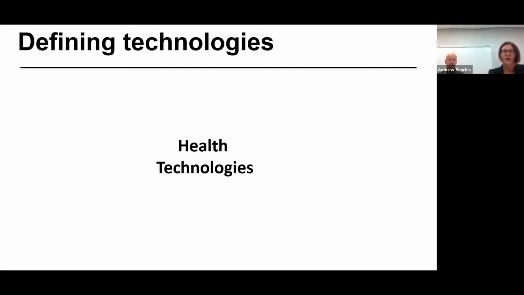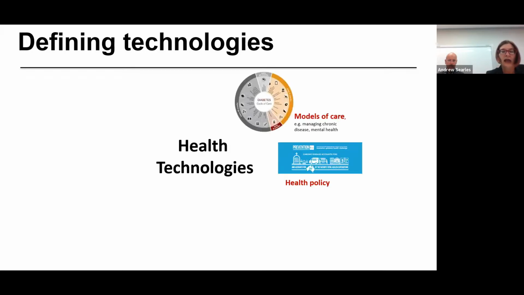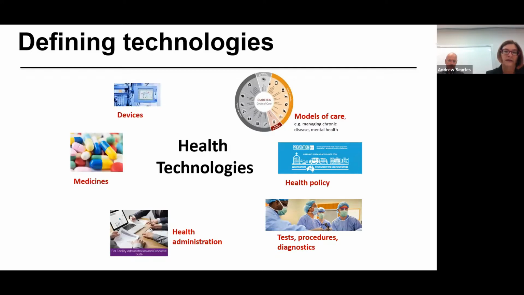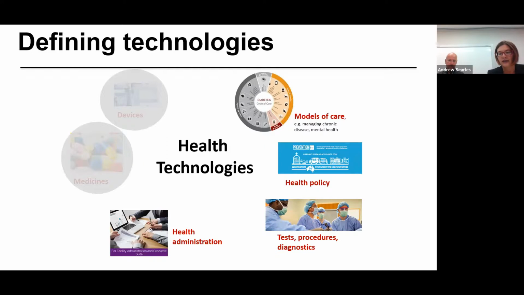So just some definitions so you can understand where we're coming from. So health technologies, for the purposes of this project, had quite a broad definition. So apart from the usual medicines and pharmaceuticals, we were talking about models of care, health policies, tests, procedures and diagnostics, health administration, and medicines and devices. But for the purposes of this project, and given that evaluation at the national level encompasses devices and medicines really well, we wanted to focus on these other types of technologies that exist within local health services.